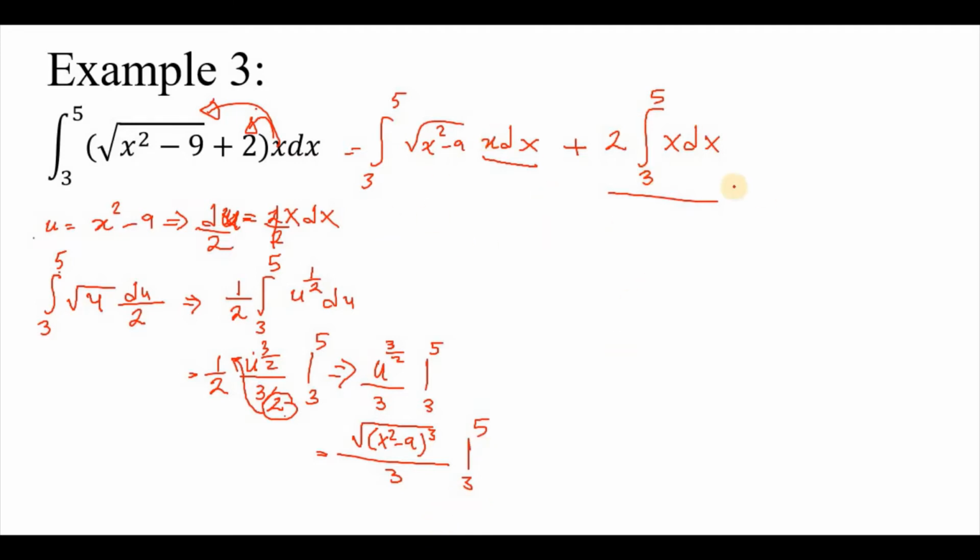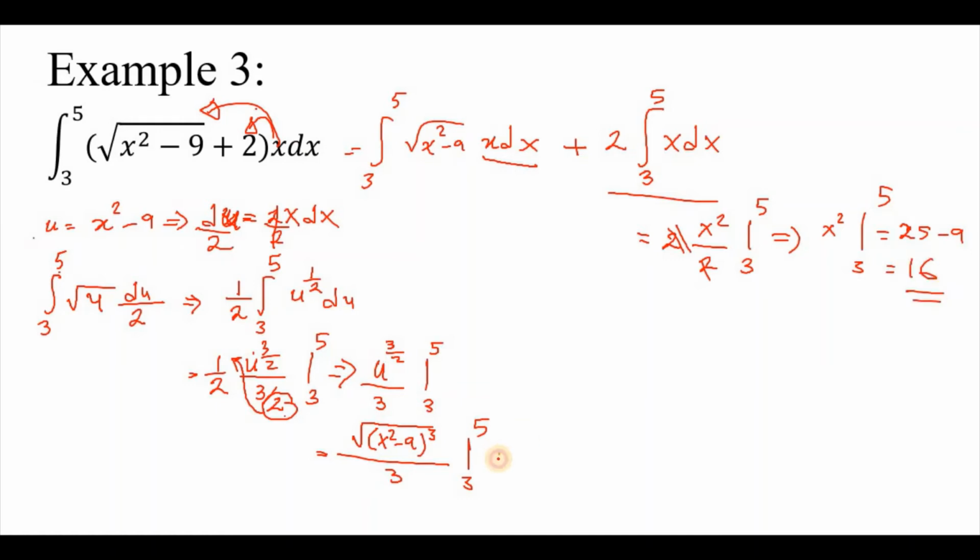I will do it right here after I find the second integration. So the second integration is a basic integration. This basically is going to be 2, and then the integration of x is x squared over 2, and that's from 3 to 5. The 2 is going to cancel with 2, and I will have only x squared from 3 to 5, which is basically 25 minus 9, which is 16.